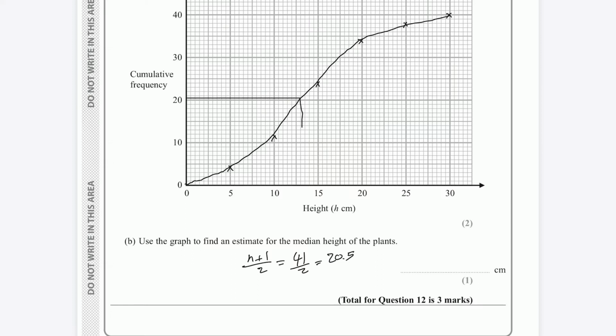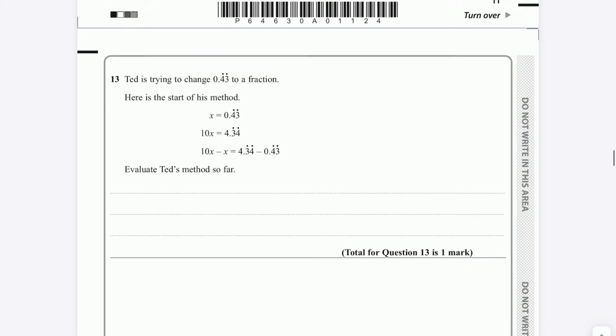And then if I draw a line right down through there, so that is 11, 12, 13. So 13 is what I get. The mark scheme accepts anything between 13 and 14.